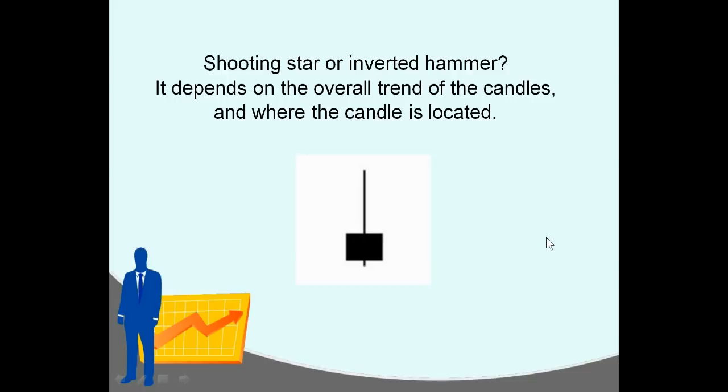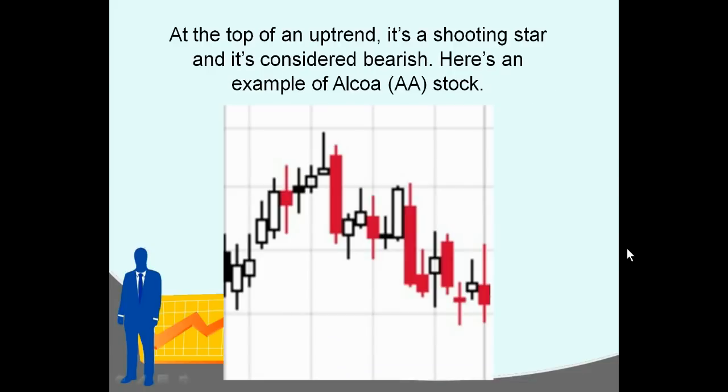All right, so how do you know whether it's a shooting star or inverted hammer? Let's talk about it. It depends on the overall trend of the candles, the candlesticks surrounding this one, and where the candle is located. That's what it depends on. All right, so let's take a look at some examples so I can show you.